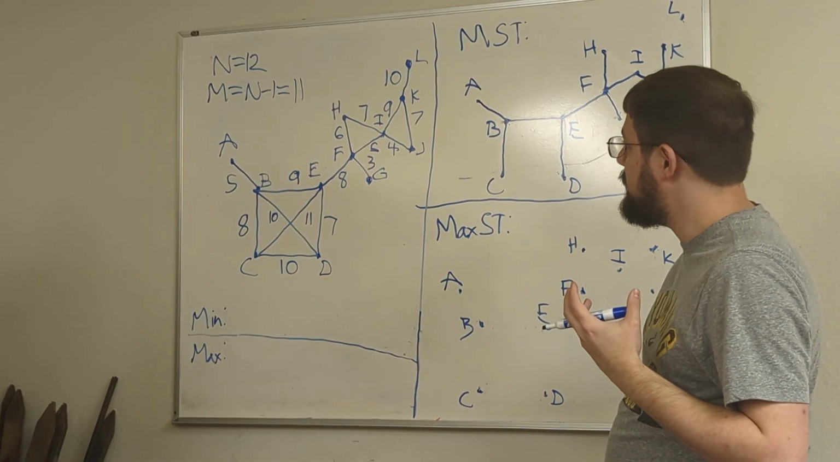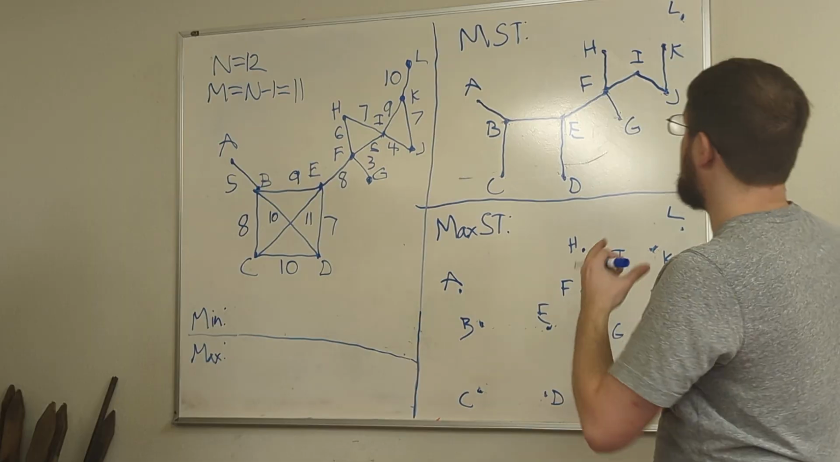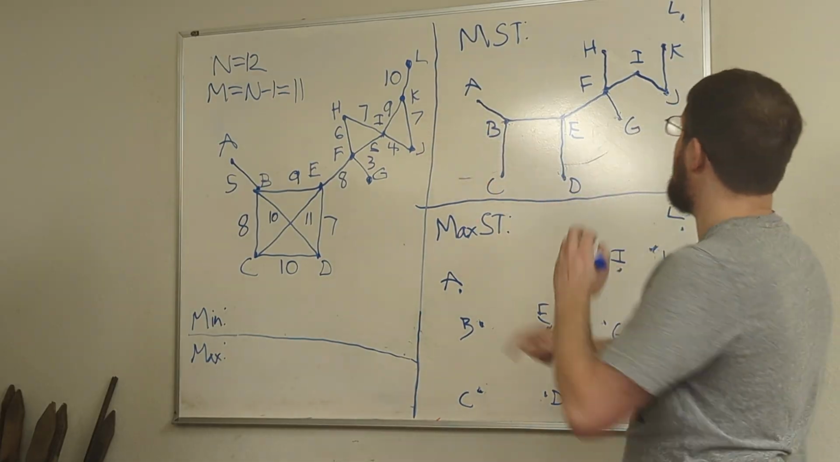Next, we have 10. We have 2 edges that have 10, B to D, which we don't want to add because that's going to create a circuit, and K to L.